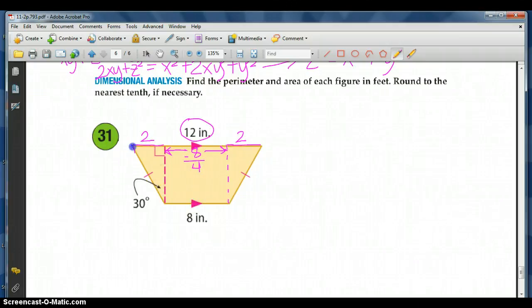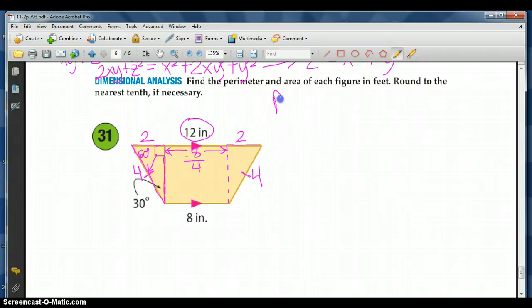Now let's look at our right triangle here. I have a 30-degree angle, which means that it is a 30, 60, 90 triangle. If we know the side opposite from the 30-degree angle is 2, that's our short leg, we need to find the hypotenuse. So for a 30, 60, 90, take the short leg times 2 to find the hypotenuse. And since this is congruent to this leg, this will also be 4.